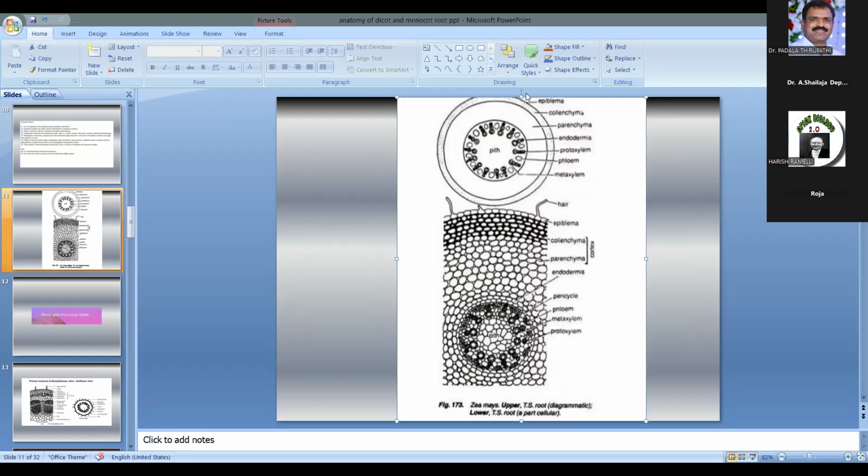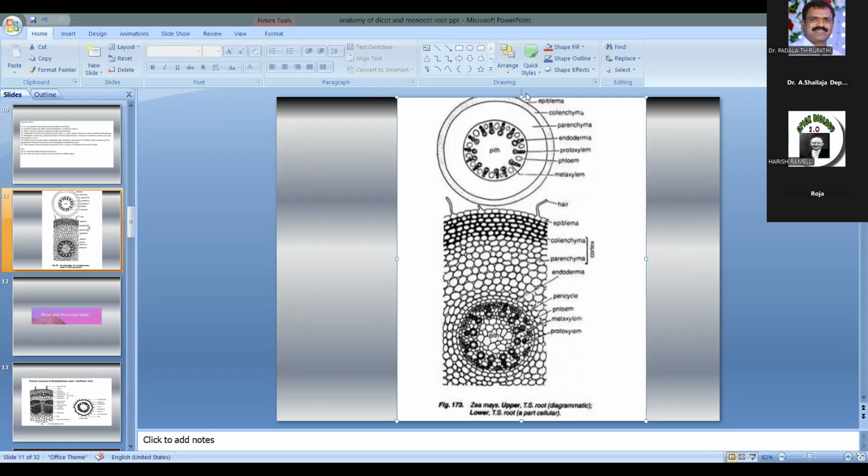Coming to the endodermis, the innermost layer of the cortex is called the endodermis. Same as before, the cells have Casparian strips on both the radial and transverse walls. The endodermal cells opposite to the protoxylem elements remain thin-walled and are called passage cells. They allow the radial diffusion of water.